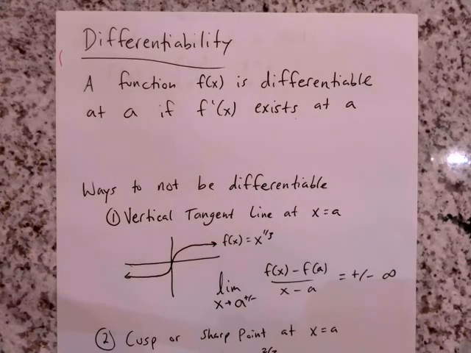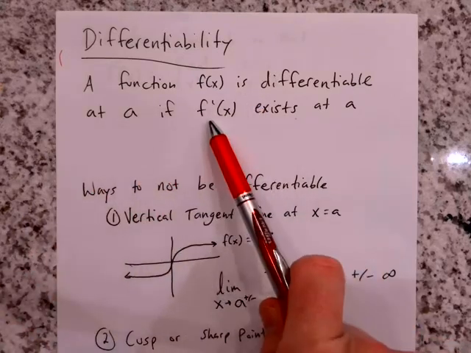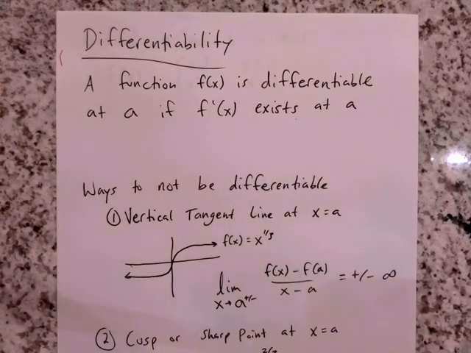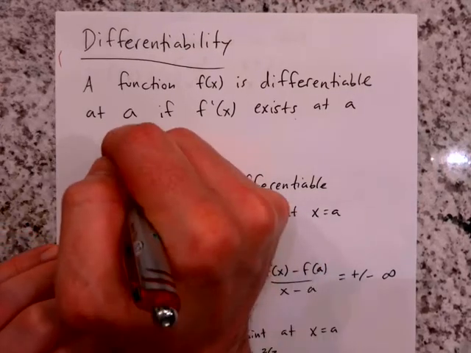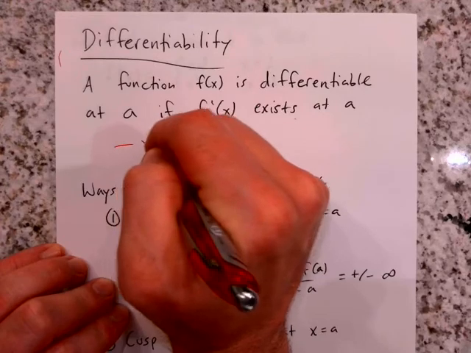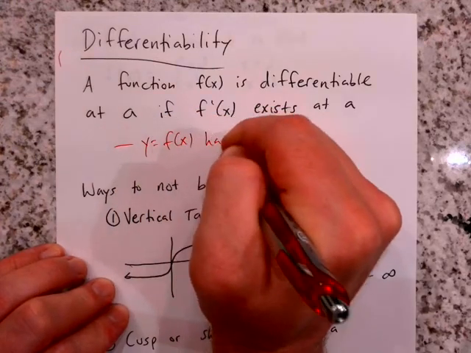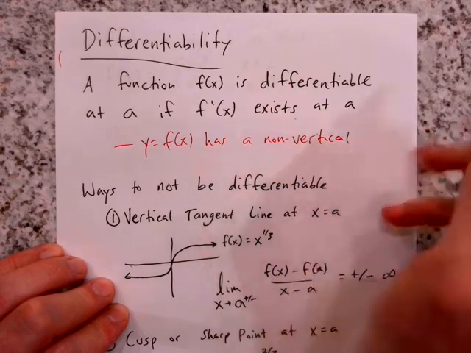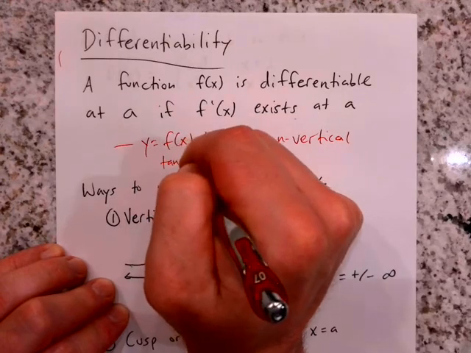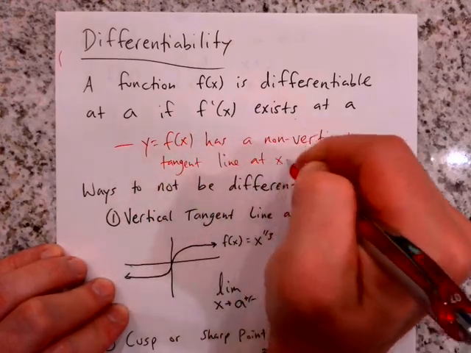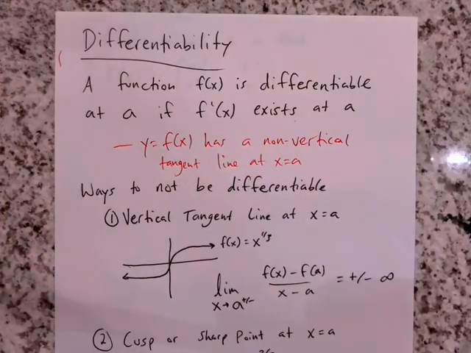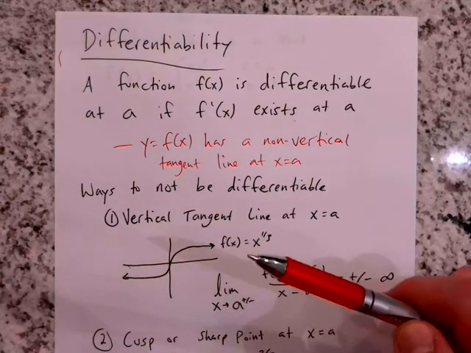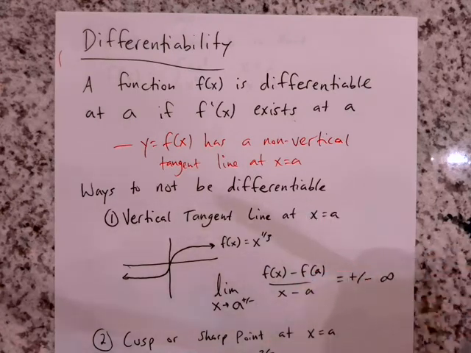Differentiability. So differentiability is to f prime what continuity is to f. And essentially a function f is differentiable at a if f prime exists at a. And that's pretty much saying the same thing as the graph of f has a non-vertical tangent line at a. Because the derivative is the same as the slope of the tangent line, and so what you need is a tangent line to exist that's not vertical.